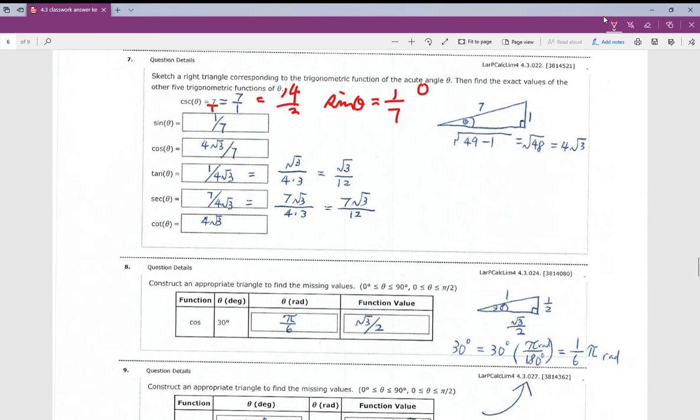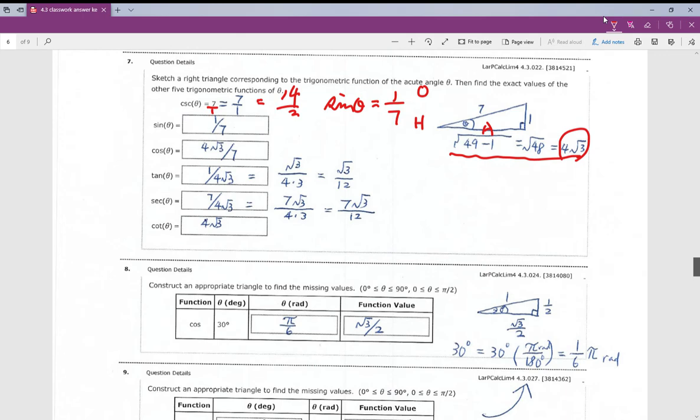So this is the opposite, this is the hypotenuse. So opposite and hypotenuse. And then you use the Pythagorean theorem to calculate. This will be the length of the adjacent side. Okay. So same thing, once you have all three sides, you may easily answer the question here. All the calculating, you may try by yourself.